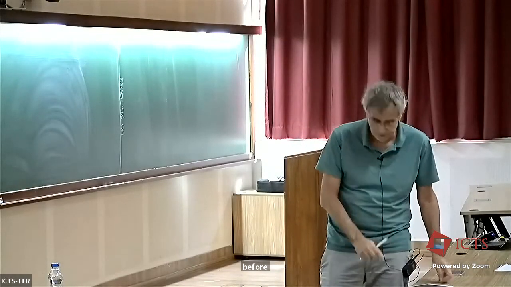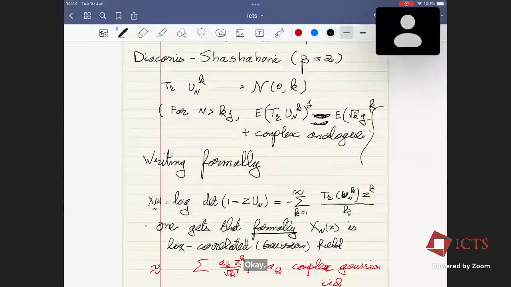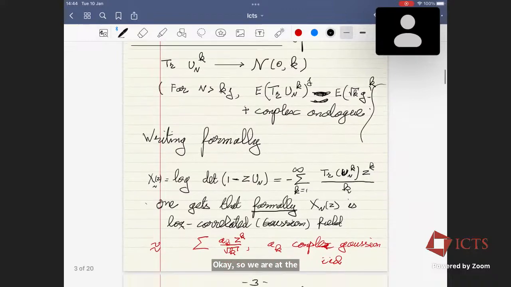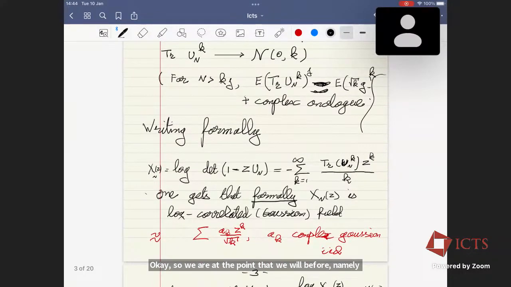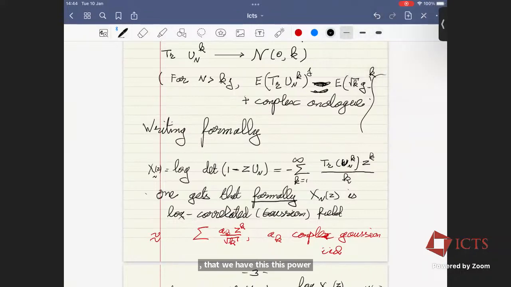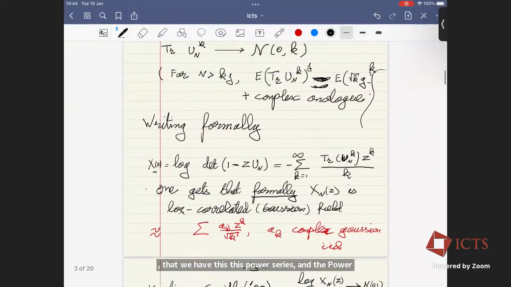Why has it stopped? Okay, so we are at the point that we were before, namely that we have this power series, and the power series is truncated. The power series is truncated at n.